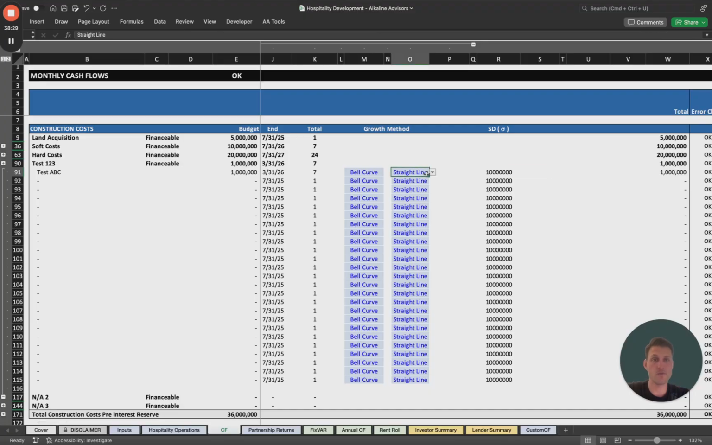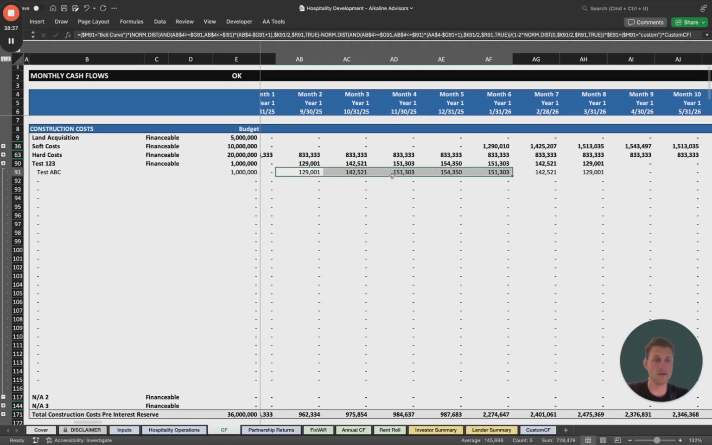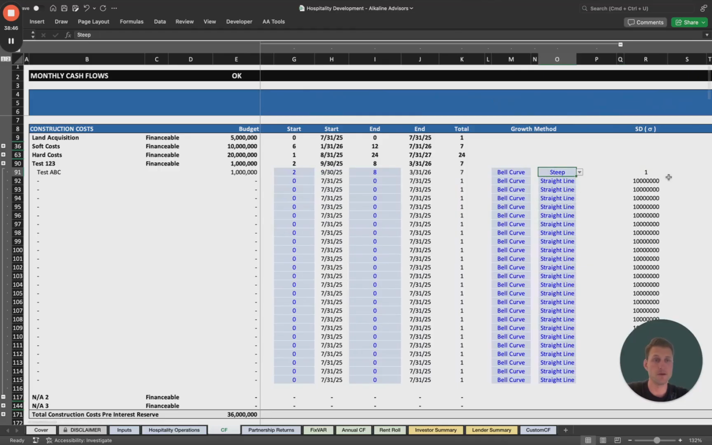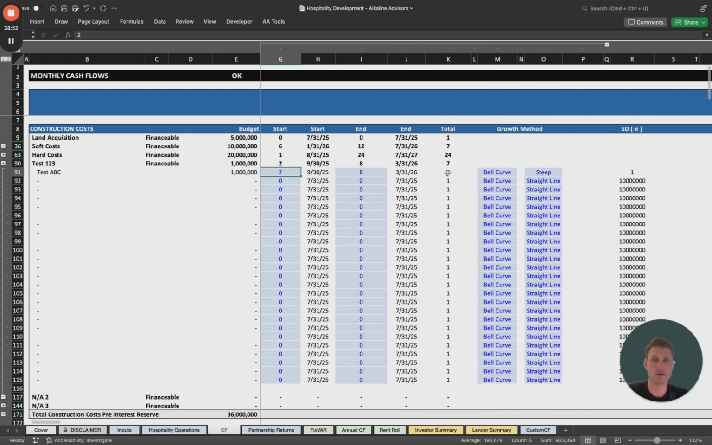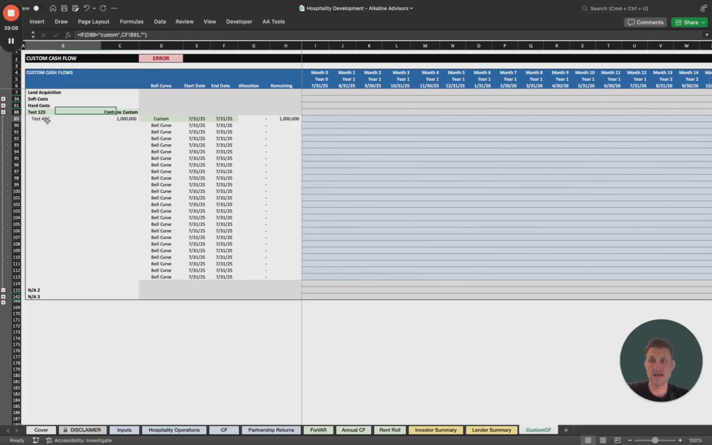Another way we could do it is say we want a moderate or steep bell curve. And here we'll start lower and then spend more money until we hit that middle period of the bell and then deplete our capital. We can choose steep, and with steep, it's an even steeper bell curve. Those are just some generic options. And then finally, you can also select custom. And if you select custom, you'll get an error message here. You'll go to the custom CF tab. You'll see test 1, 2, 3 shows up as green and says contains custom. You'll see test ABC says contains custom, and it's $1 million remaining to be allocated.